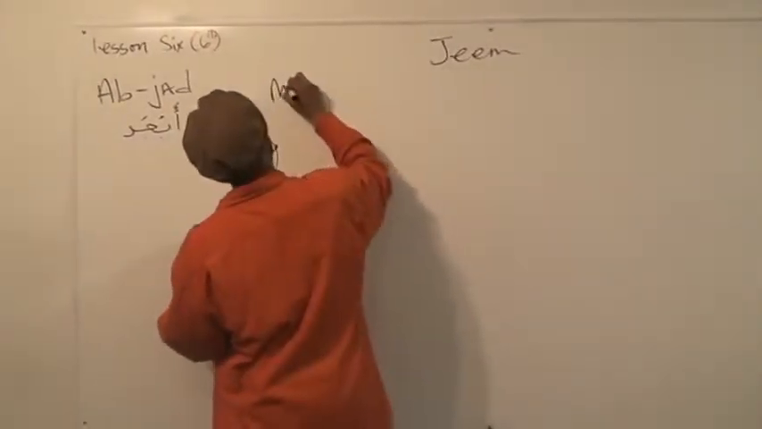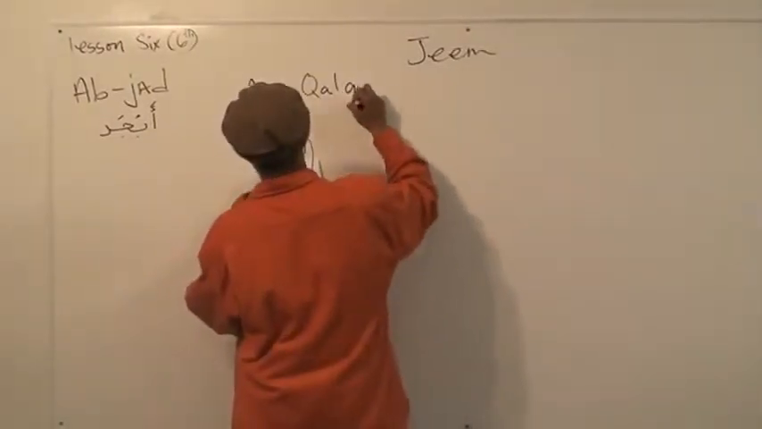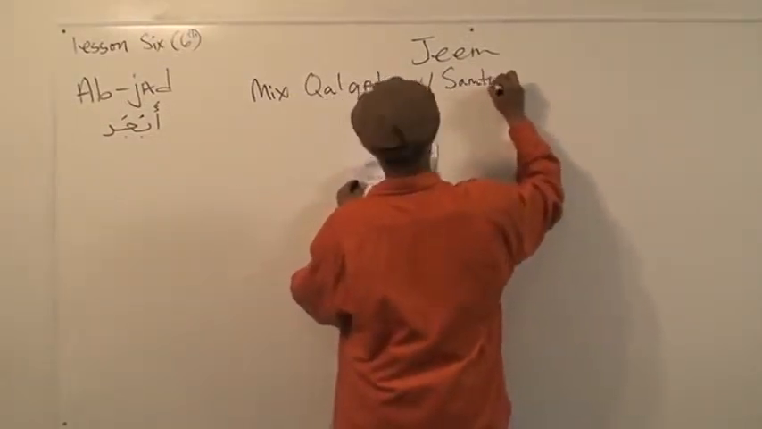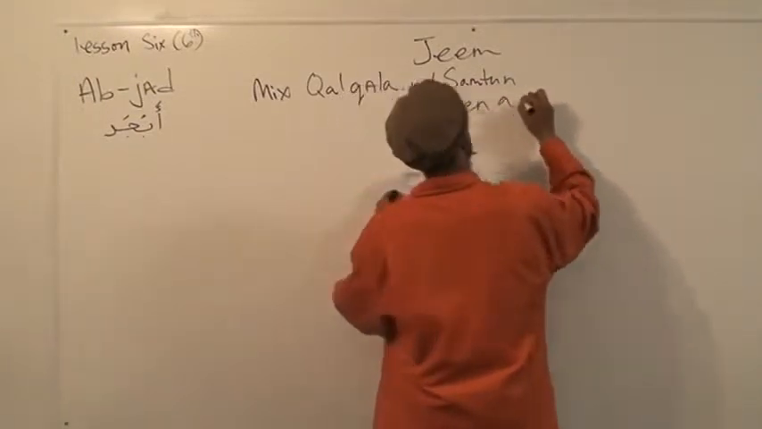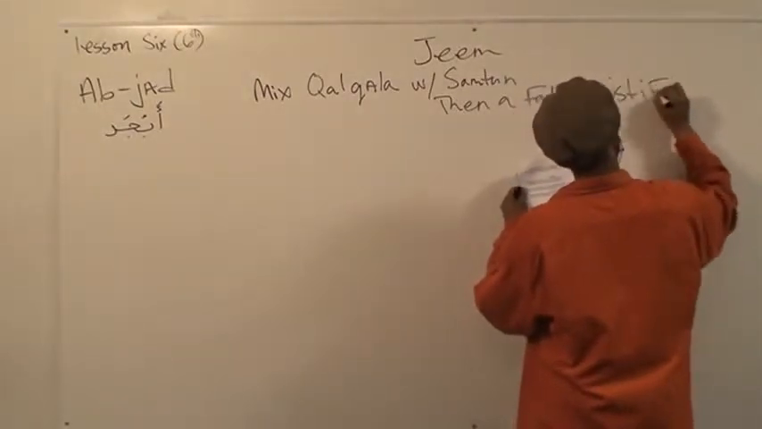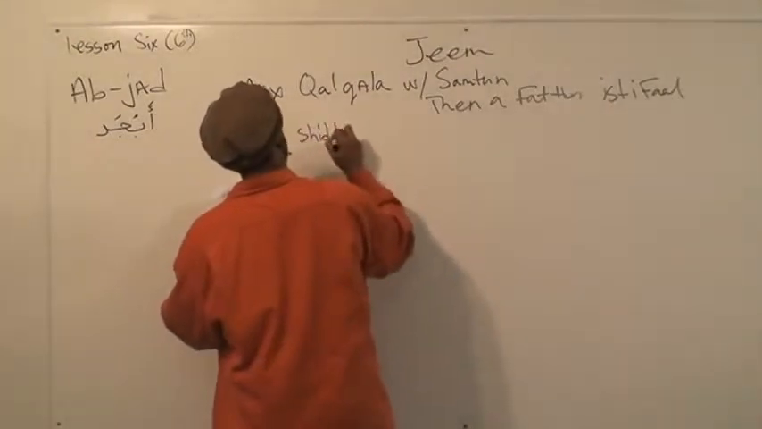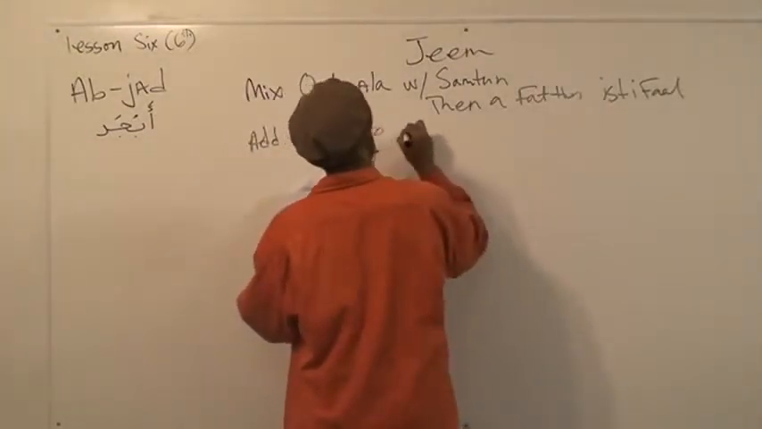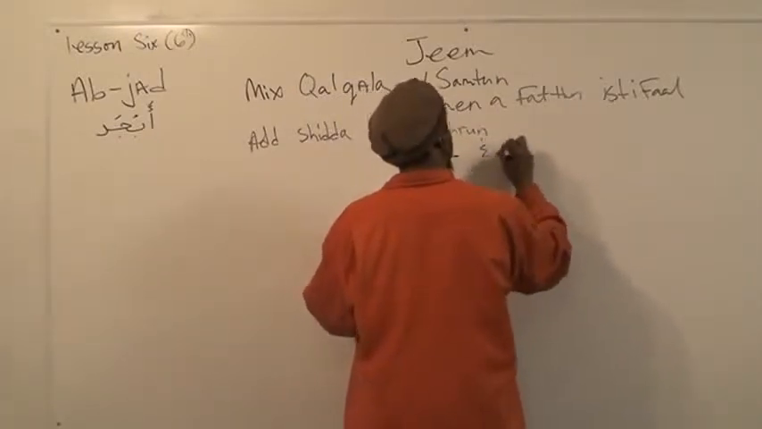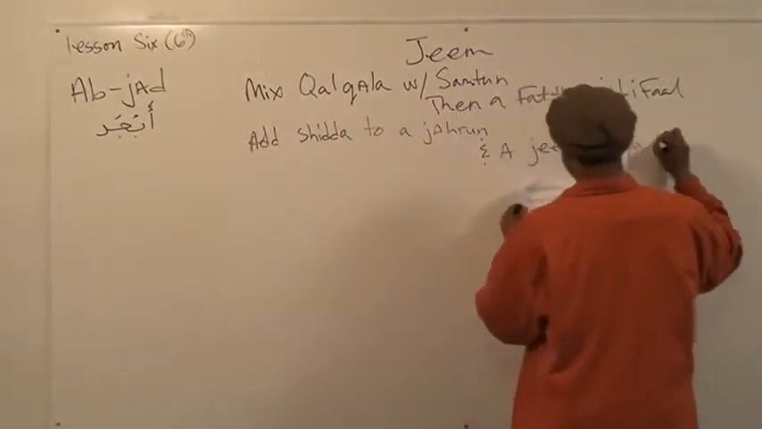He says, mix qalqala. This one he writes as though it's making a potion. Mix qalqala, everybody say it. With samtun, then a fathun, istifal. Add shidda to a jahrun, and a jimun has begun.